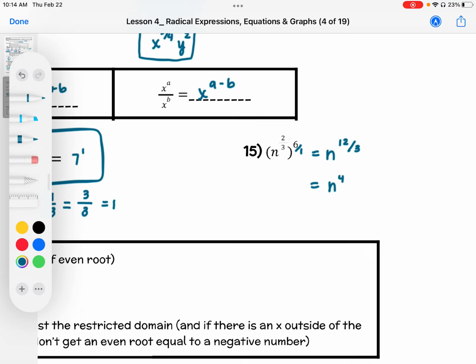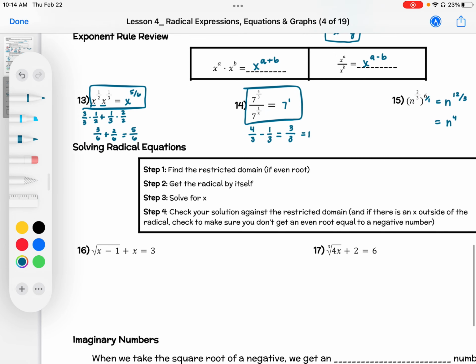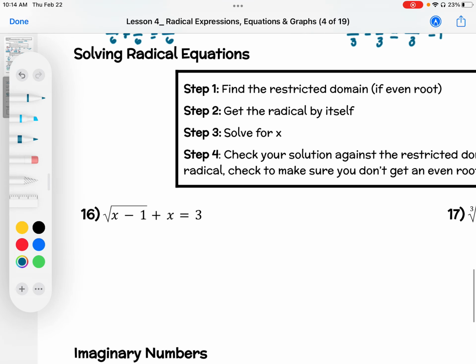All right, and then next part is solving radical equations. So don't forget that if you have an even function, then you need to find the restricted domain. So what we're going to do is set what's under the radical greater than or equal to 0, and that tells us our restricted domain. So x is greater than or equal to 1.